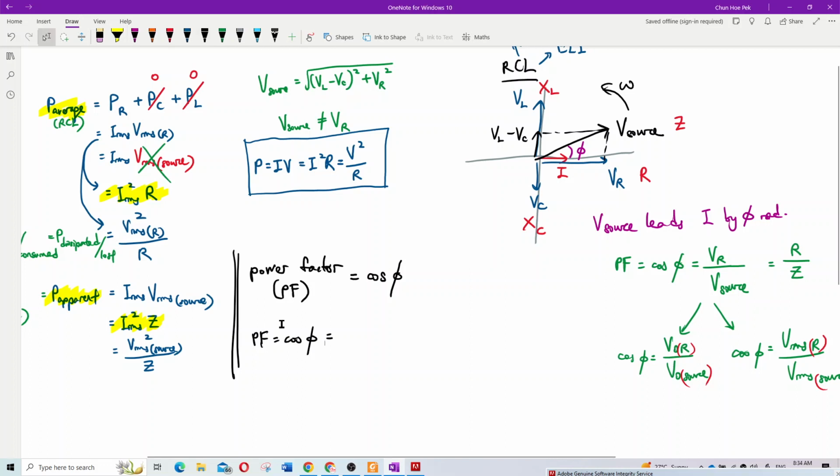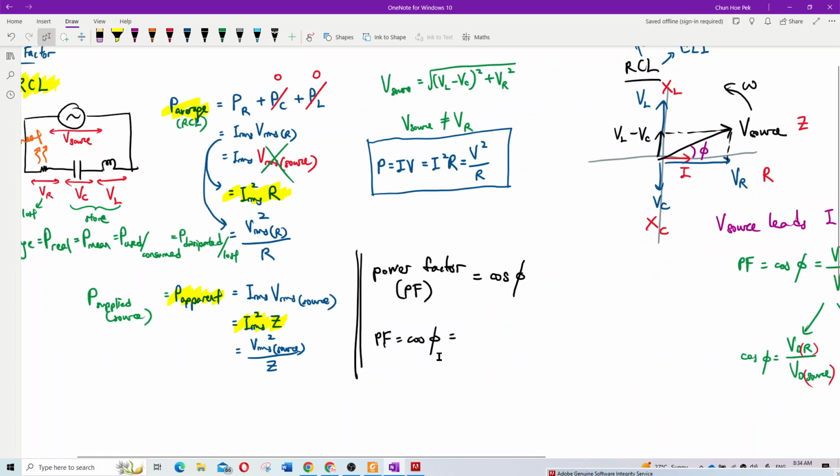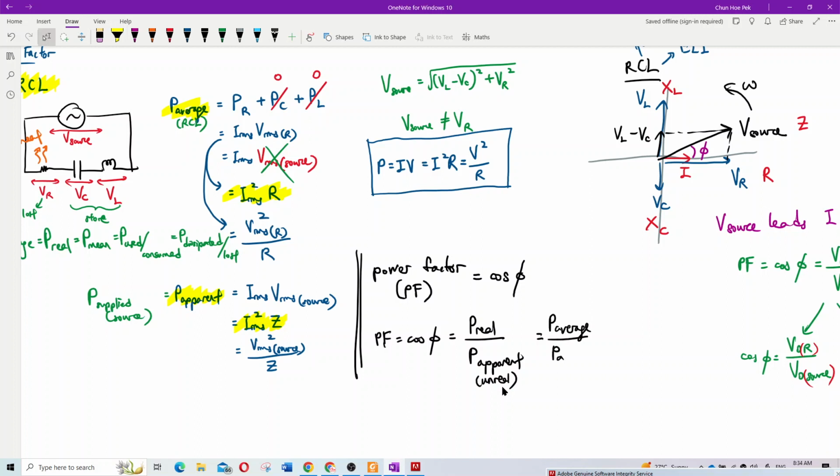Actually, what is power factor? Power factor is the ratio, the fraction, of real power over apparent power. Apparent means unreal. I can say apparent is like unreal, you know, apparent image. Real and unreal. Real over apparent, or we can say it is actually average power over apparent power.